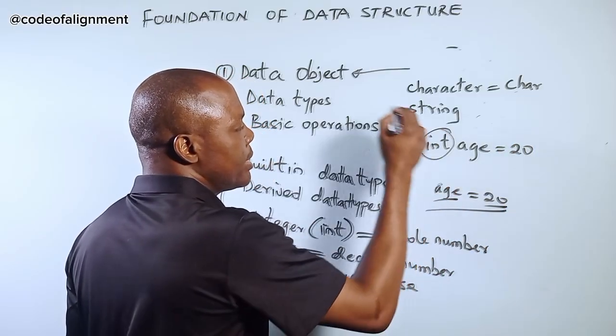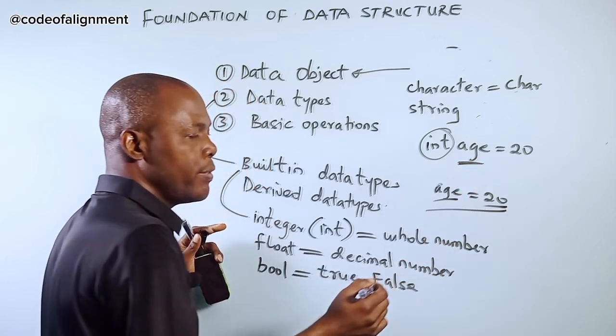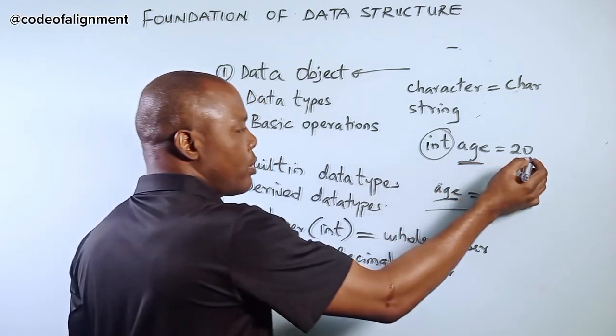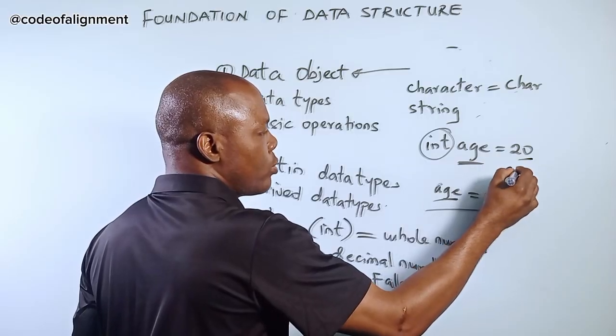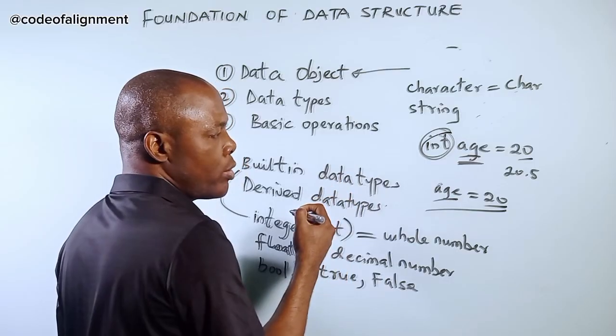That is, this integer is telling us the type of data that we will store in this field. So that will be what? Integer. Now, I cannot store 20.5 in this place because of this. This is a whole number.